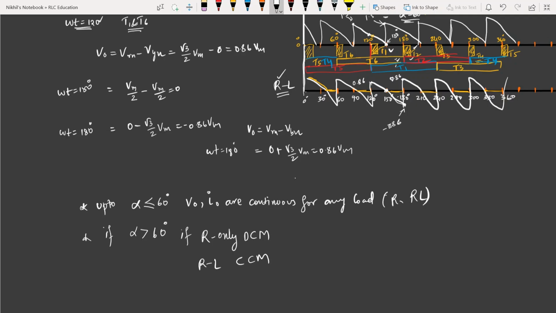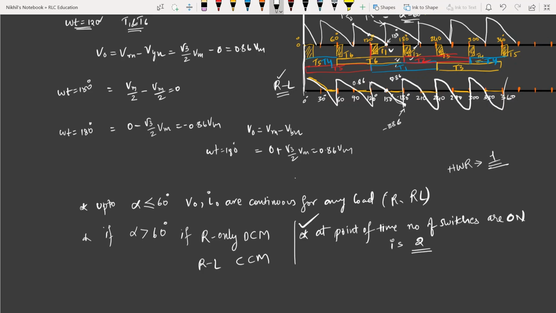And there is one important observation. At any point of time, the number of switches that are conducting or on is 2. So this point will be asked in competitive exams. Because this was a full wave rectifier, the number of switches that are on is 2. But earlier, if you remember, in a half wave rectifier, at any point of time only one switch will be on.